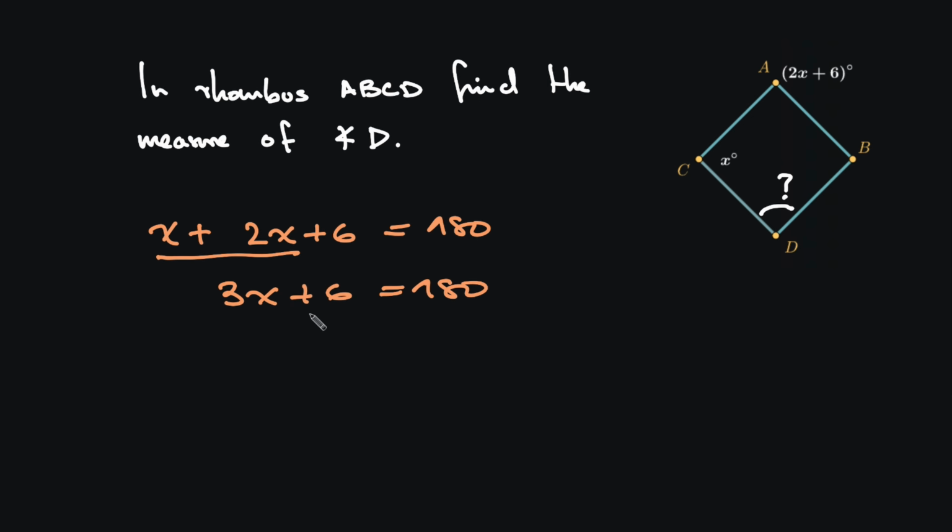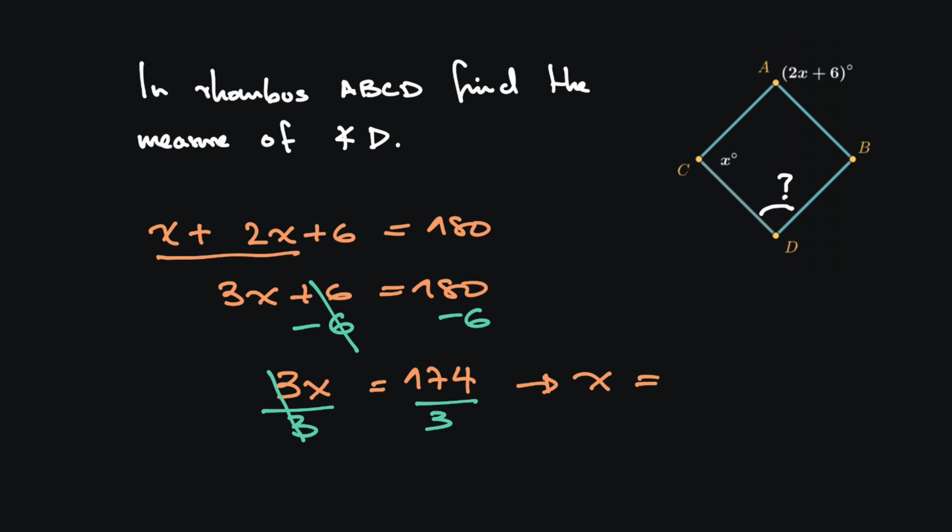So to isolate for x, we need to get rid of the 6. So we apply the inverse. This will be gone. 3x will be equal to 180 minus 6, that is 174. To get rid of this 3, we need to divide by 3 on both sides. Right? So we get that x is equal to 174 divided by 3.